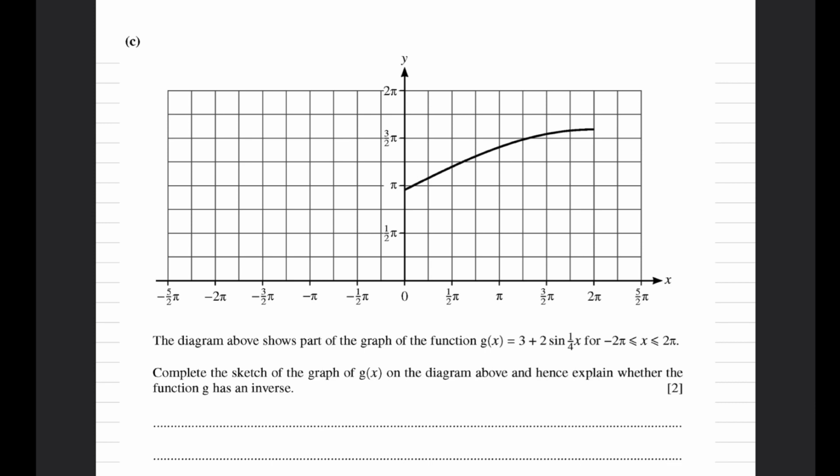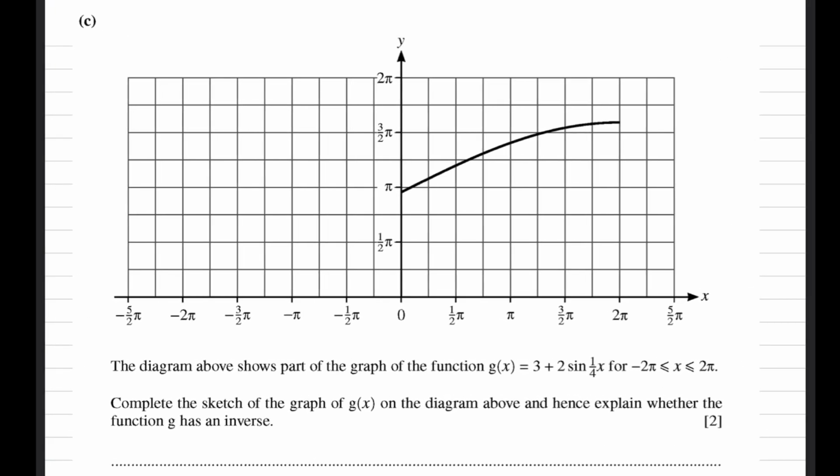Okay guys, part C. Here we have the diagram above showing part of the graph of the function g(x) equals 3 plus 2 sine 1 over 4x, which is the previous function, similar, but now we extend the domain from minus 2 pi until 2 pi. So this is the graph. The first one, complete the sketch of the graph of g(x), because in the graph it only starts from 0, but our domain starts from minus 2 pi, so we need to complete the left part of the graph. And then explain whether the function g has an inverse.